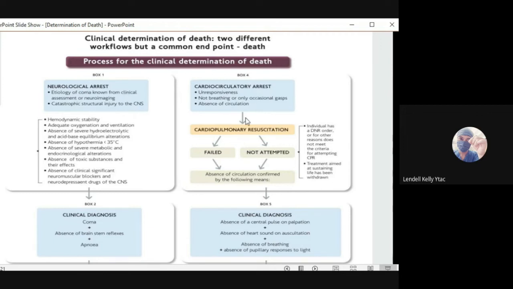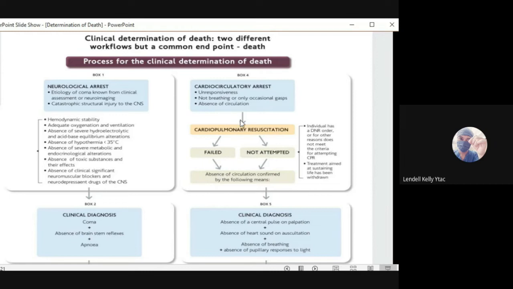So in the cardiocirculatory arrest, we have cardiopulmonary resuscitation as one of our interventions in order to reverse, or to try to resuscitate our client. So if we attempt this and it failed, absence of circulation is confirmed by the following means.